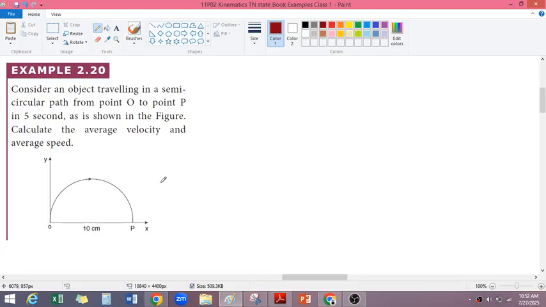Consider an object traveling in a semicircular path from point O to point P in 5 seconds. As is shown in the figure, calculate the average velocity and average speed. So, 10 centimeter. So average velocity is equal to total displacement by total time taken.